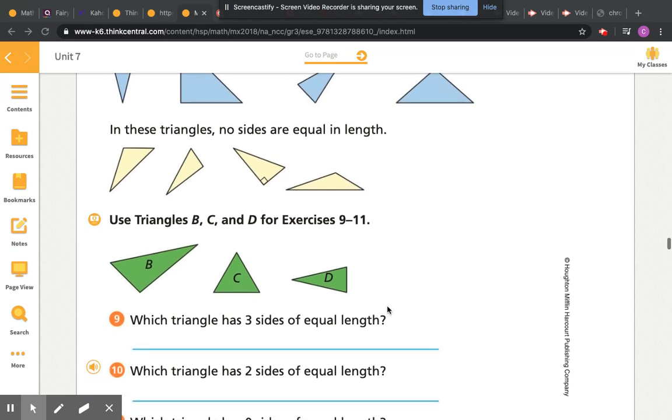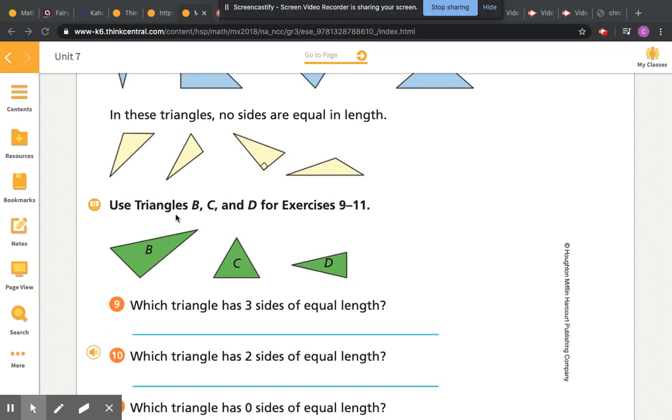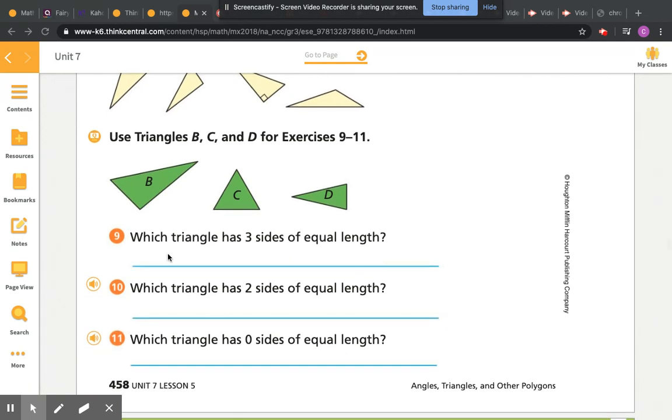Now, your assignment is to use triangles B, C, and D to answer the following questions. Question number 1 says, which triangle has three sides of equal length? Okay, so is it B, C, or D? Which triangle has three equal sides? Okay, when you know the answer, you're going to write it on top of the line here.